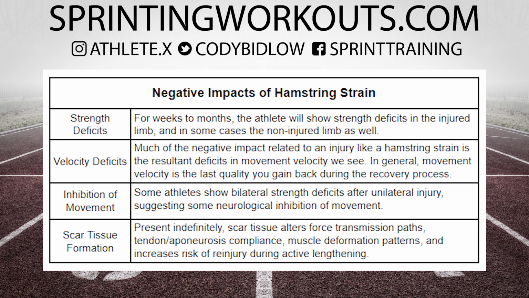We also see inhibition of movement. Some athletes show bilateral strength deficits, like I alluded to earlier, even after a unilateral injury. So that means they have weakness in both legs after injuring one leg. This suggests some neurological inhibition of movement. The brain, once it senses that there has been a tissue injury, and once you realize it, both consciously and subconsciously, there can be some inhibition going on system-wide that is going to cause you to not be able to produce as much force, move as fast, hit certain positions, etc.